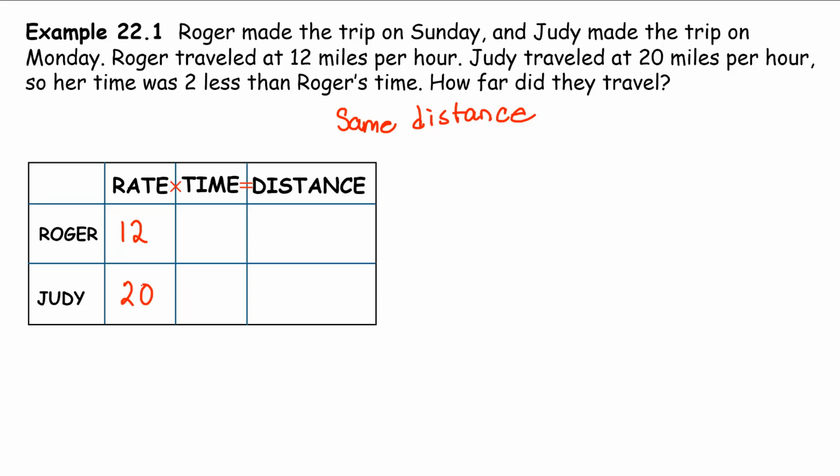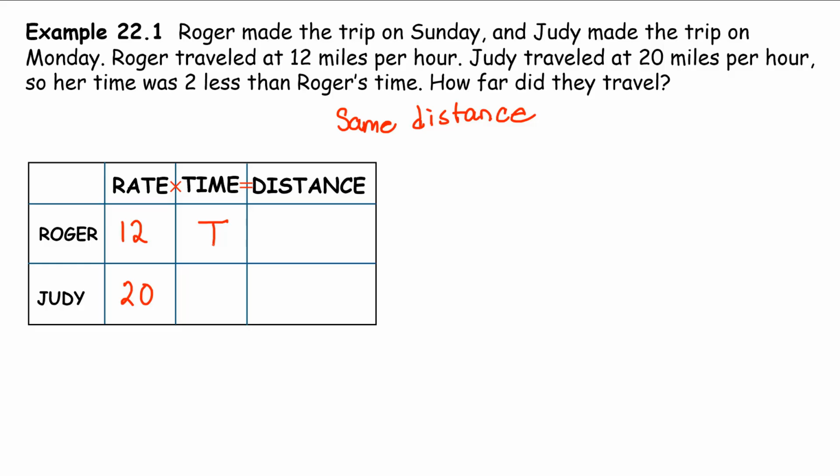Her time was 2 less than Roger's time, so we don't know either one of their times. They don't tell us anything about their times. So I'm going to call one of their times T. I'm going to call Roger's time T. It doesn't really matter which one I call T, but I have to write the other person's time in the right relationship to that T.